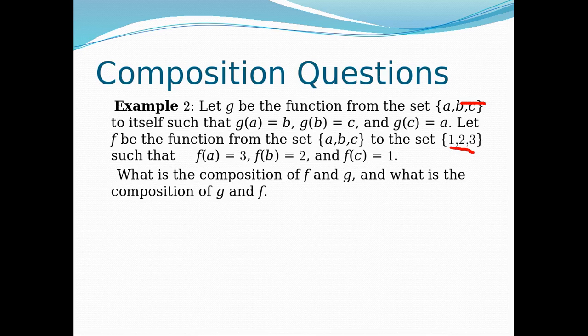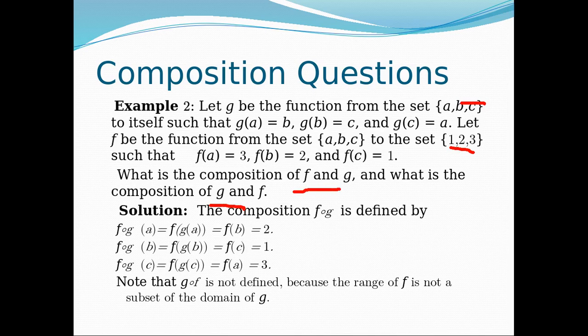So such that these are the function definitions which are given: f of a is equal to 3, f of b is equal to 2. What is the composition of f∘g, and what is the composition of g∘f? So for these two questions, primarily f∘g of a is equal to f of g of a, which is f of b, and f of b is equal to 2. So f∘g of a is equal to 2.